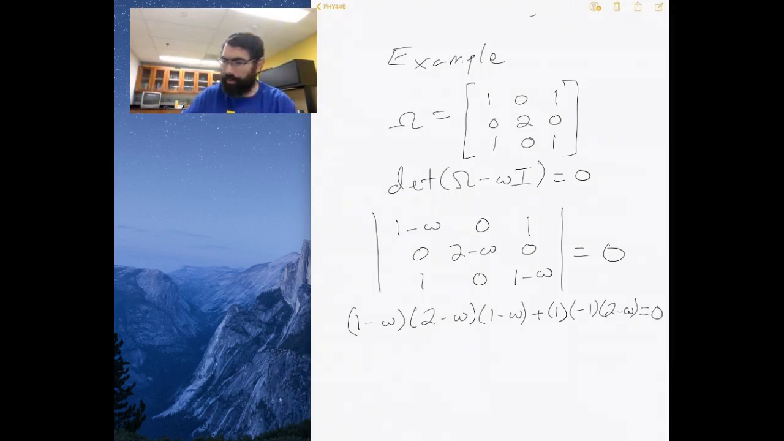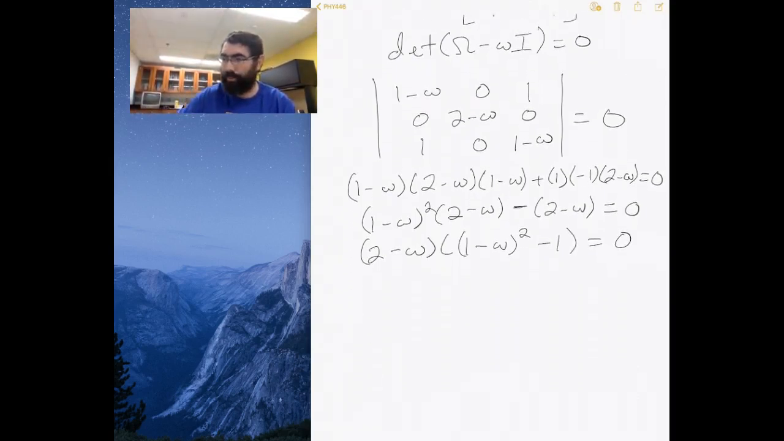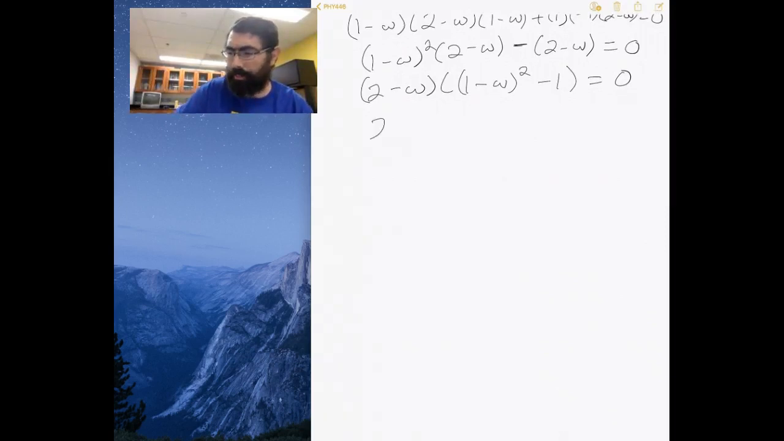Okay, so if we work this out, then we get 1 minus omega squared times 2 minus omega, minus 2 minus omega, which is equal to 0. You can factor out the 2 minus omega. So 2 minus omega, factored out, we have 1 minus omega quantity squared minus 1. Okay, so work it out a little further. We get 2 minus omega times 1 minus 2 omega plus omega squared minus 1, which is equal to 0.